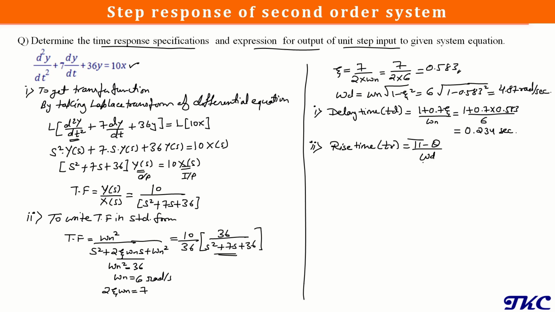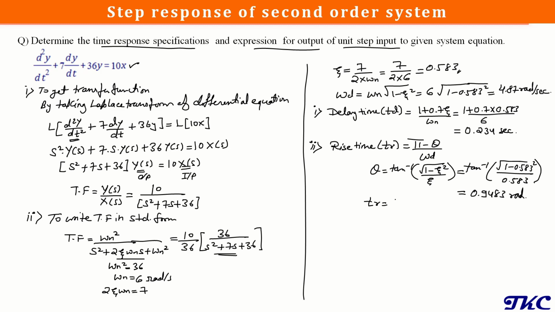So here we know the value of omega d. We have to find what is theta. So we know that theta is given by tan inverse of under root of 1 minus zeta square divided by zeta. So we can substitute the zeta value here to get the theta value. It will be tan inverse of under root of 1 minus 0.583 square divided by 0.583. When we determine, we get the value as 0.9483 radian.